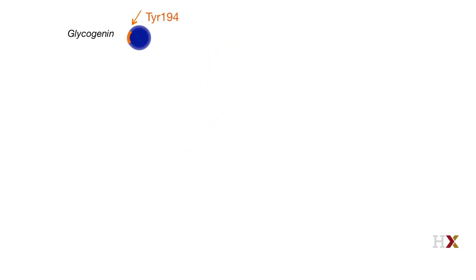Now, I said that glycogen synthase can catalyze the transfer of a glucose unit to an existing chain. And that is because the glycogen synthase can only catalyze the elongation of a primer that is at least 4 glucose units long. Another protein called glycogenin is responsible for the synthesis of this primer. Glycogenin contains a tyrosine residue, and a glucose unit can be transferred from UDP glucose to this tyrosine.